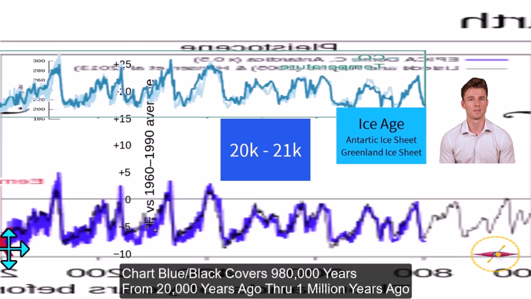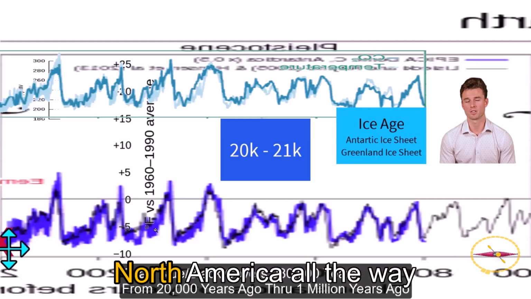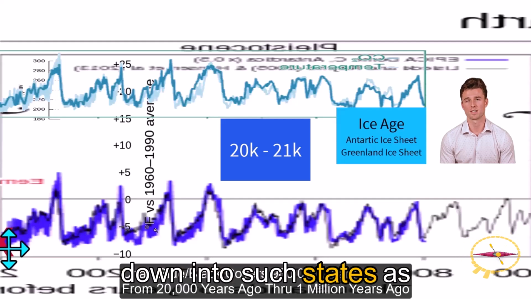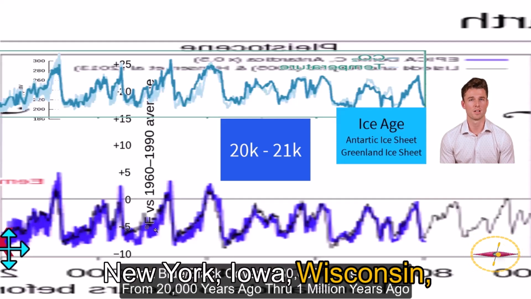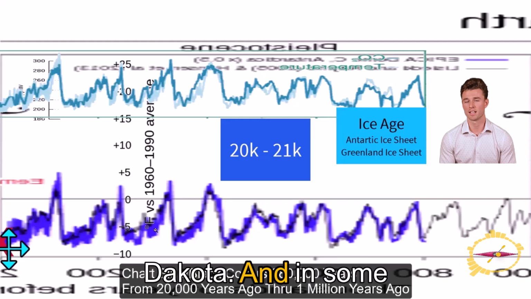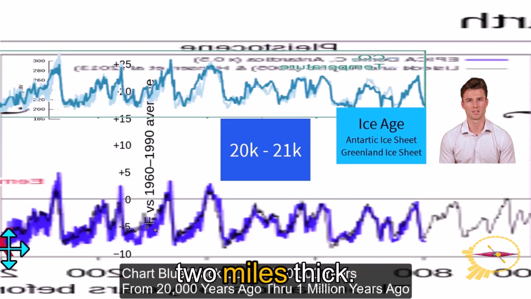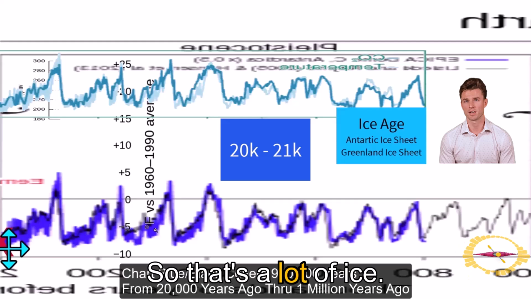during that cycle. The glaciers had spread in North America all the way down into such states as New York, Iowa, Wisconsin, Wyoming, and South Dakota, and in some places they were almost 2 miles thick. So that's a lot of ice.